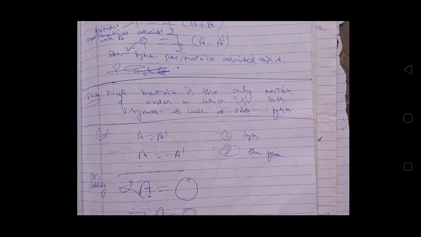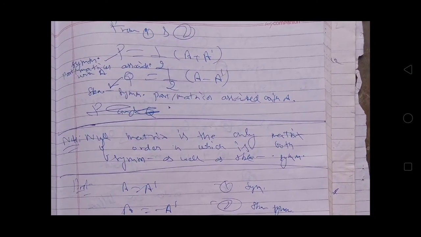Now from equations 1 and 2, we will get P is equal to 1 by 2 into (A plus A dash). You can say that it is the symmetric part of the matrix associated with A. Now Q will be equal to 1 by 2 into (A minus A dash), and it will be called the skew symmetric part of the matrix associated with A.